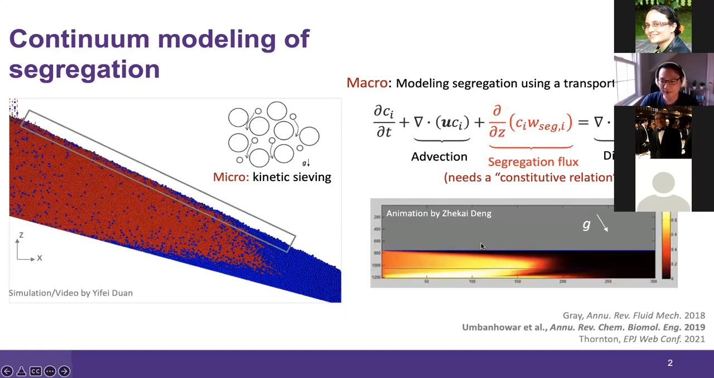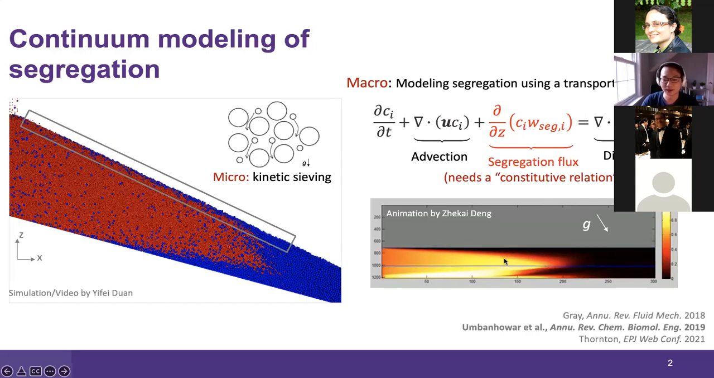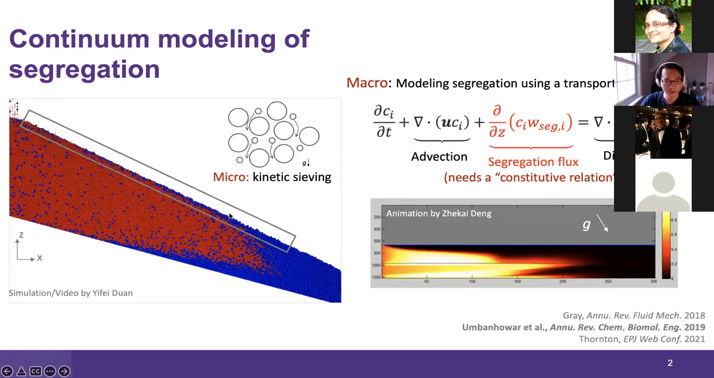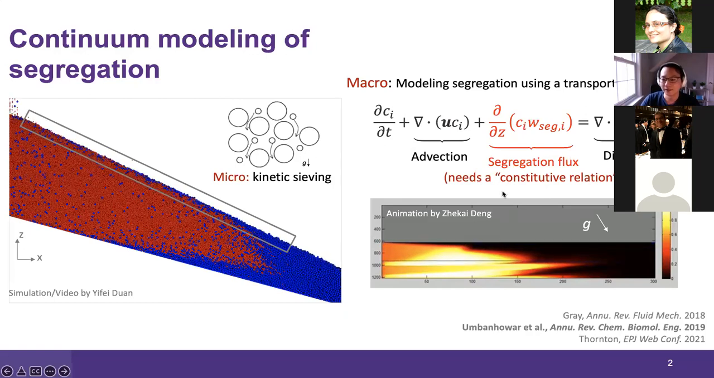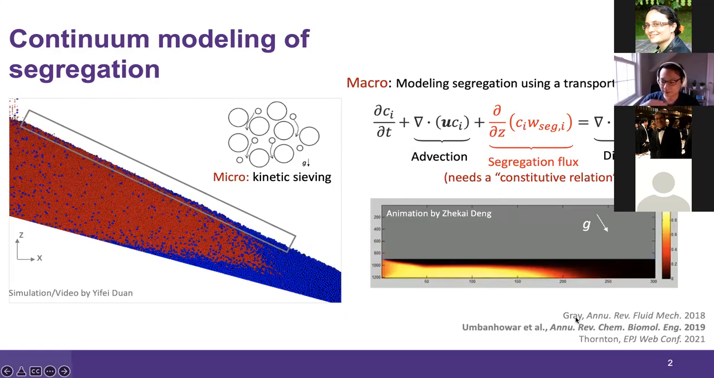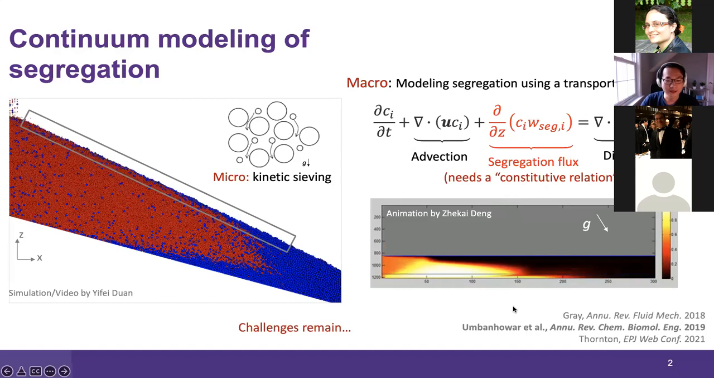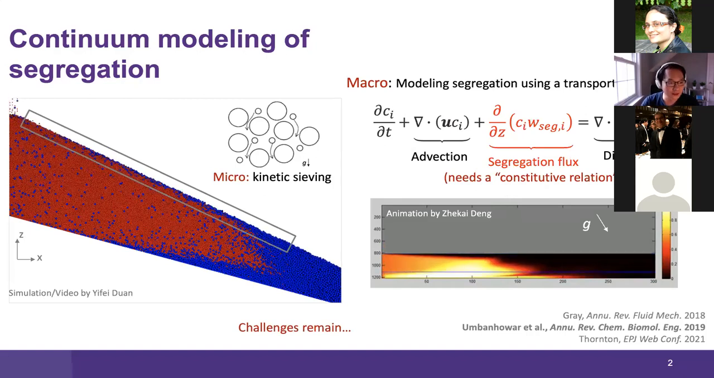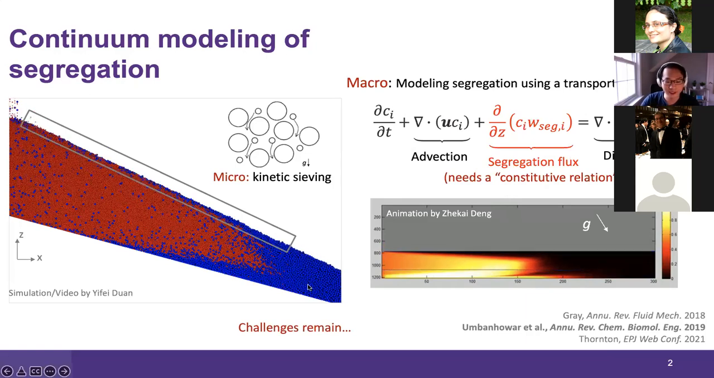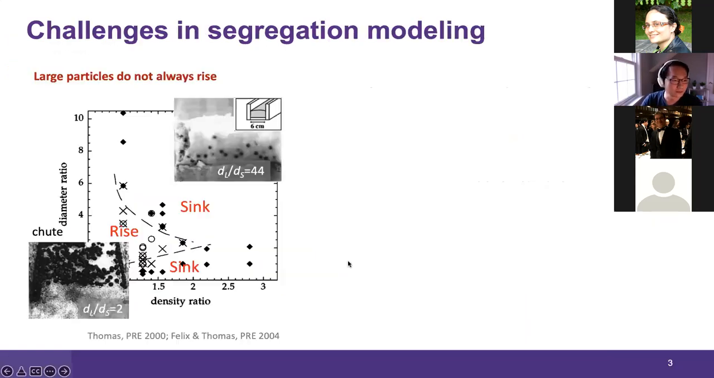This is one of the examples of using this approach in our lab to simulate the evolution of segregation in the flowing layer, which is what we observe in this box along the surface. There are actually a lot of recent review papers on this topic from different groups. Even though this approach has had a lot of success in modeling segregation in different configurations, there are still a lot of challenges remaining for this problem.